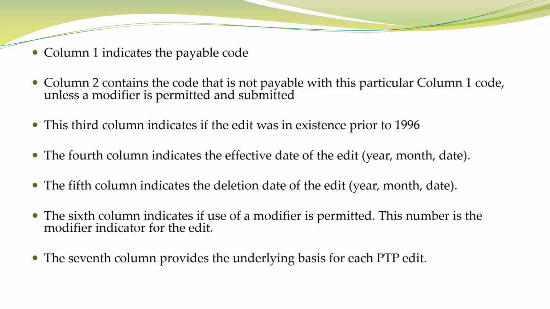So, just a recap of what I said: column 1 indicates the payable code. Column 2 contains the code that is not payable with the particular column 1 code unless a modifier is permitted and submitted. The third column indicates if the edit was in existence prior to 1996. The fourth column indicates the effective date of the edit. The fifth column indicates the deletion date, if applicable. The sixth column indicates if use of a modifier is permitted, the modifier indicator for the edit, and the seventh column provides the underlying basis for the PTP edit.